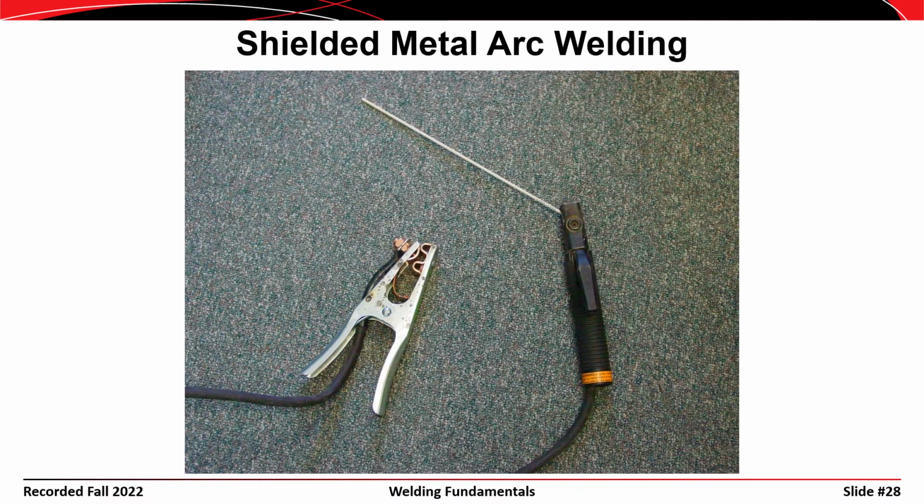So here's the clamp over here on the right, the electrode inserted into that clamp, and then you can see the negative clamp over here on the left. This piece here would be clamped to the workpiece, and this would be brought into contact with the workpiece here, and then the arc would be struck, and then the weld metal would be deposited. So this is one of the simpler forms of welding.